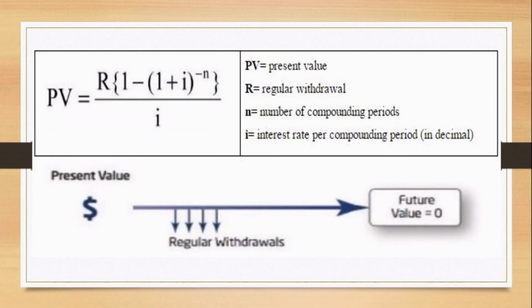In this formula, PV equals present value, R equals the regular withdrawal, n equals the number of compounding periods, and i equals the interest rate per compounding period. If you use the diagram below, the future value always depletes to 0, because we begin with the present value, let's say X amount, but because there is a series of regular withdrawals, you end up with a future value that is always equal to 0.